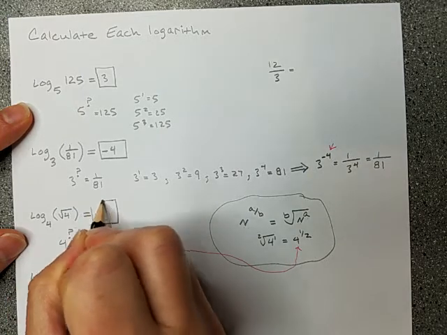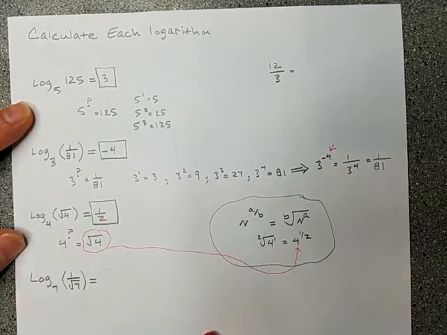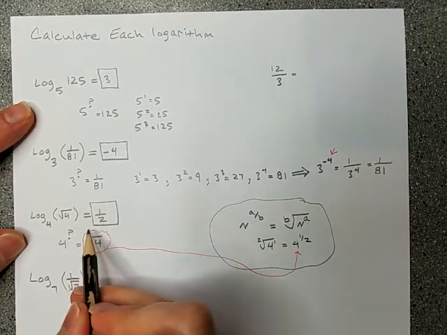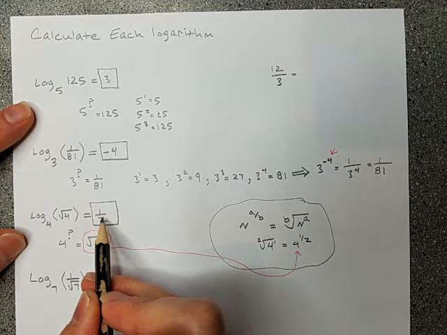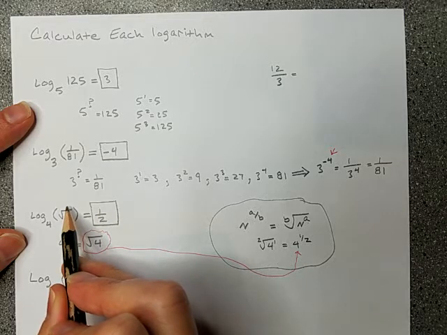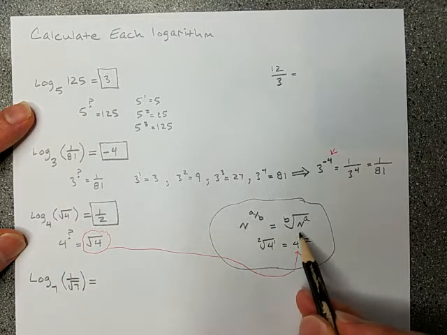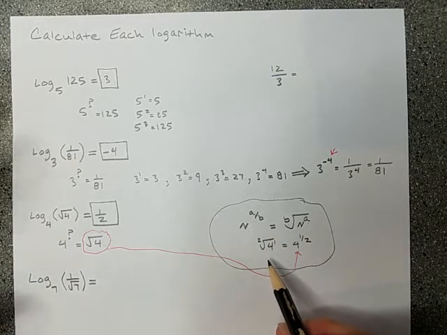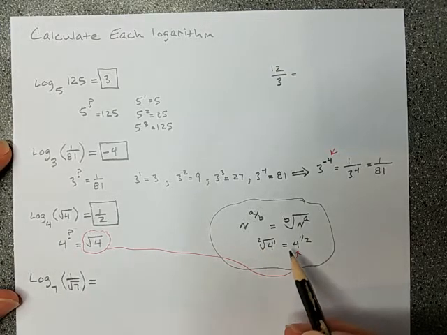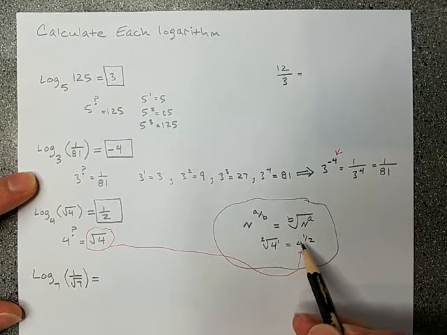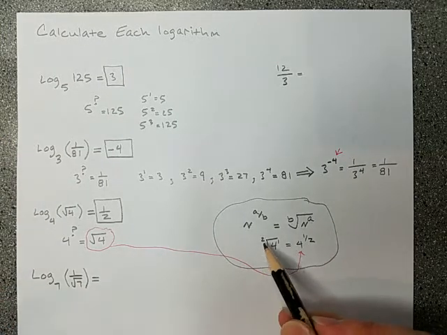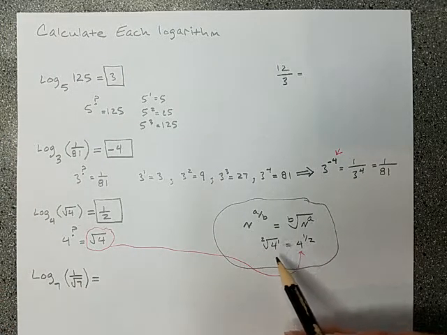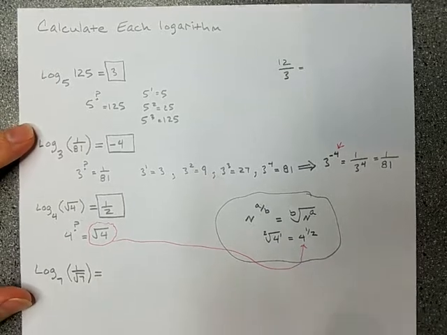Think about it. We can check any problem. 4 raised to the 1/2 power is equal to root 4, because that's what the 1/2 power is. It's the square root of the number. Any number to the 1/2 power is the same thing as the square root of that number. Okay? All right, now what about this one?